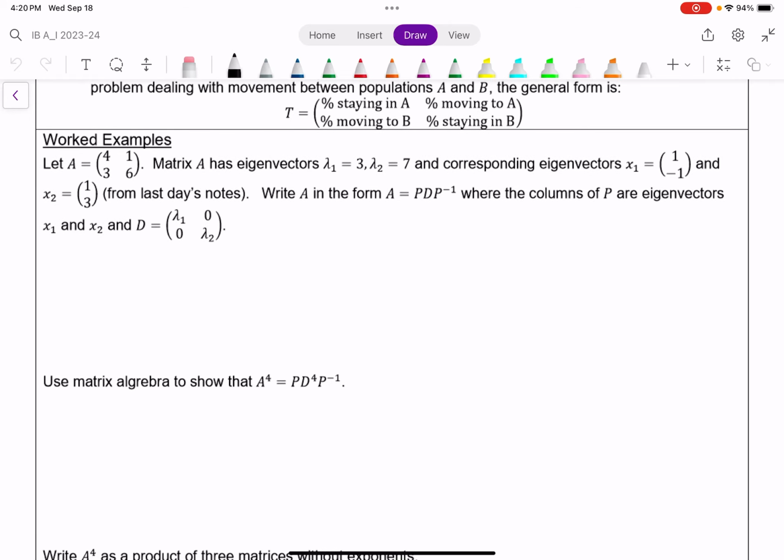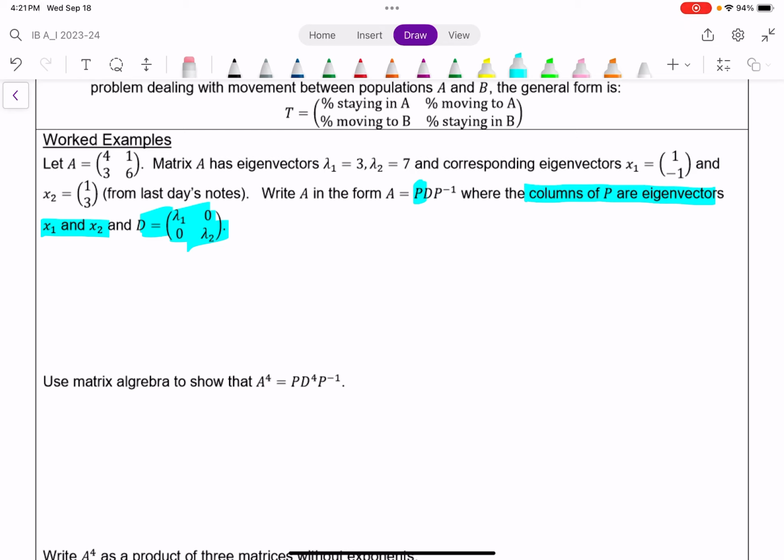first example. So I have this matrix A, which we saw actually in the last notes. And in the last lesson, we were able to determine it had two eigenvalues, 3 and 7, and therefore each of those eigenvalues has numerous different eigenvectors, but one example of each was 1 and -1 for the first eigenvalue, and 1 and 3 for the second eigenvalue. So the first thing I want to do is rewrite this matrix A as P times D times the inverse of P, where P are the columns of the eigenvectors, and D is a diagonal matrix with the eigenvalues.